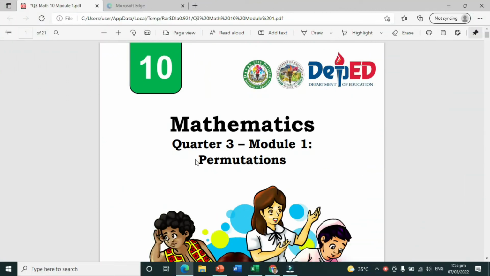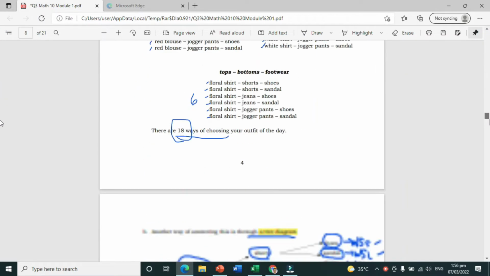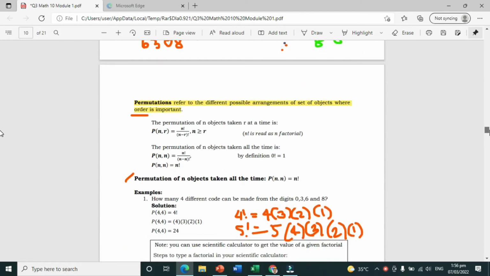Okay, so welcome back once again, learners, to our part 2 ng ating quarter 3 module 1, all about permutations. So once again, we are using this module from our Department of Education, and please kindly get your modules as well so that you will be guided as well. So dito na tayo sa parts kinds ng permutation.